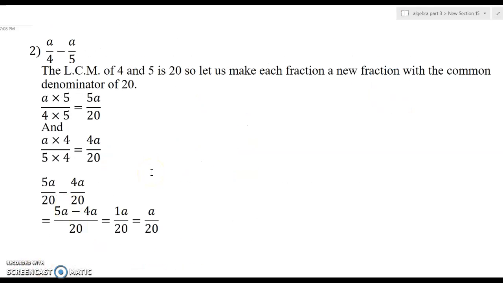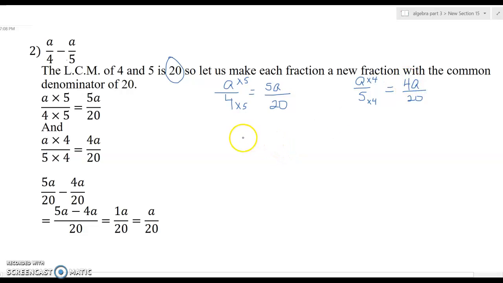Now let's look at this next example. A over 4 take away a over 5. So that's my two fractions. Again, we know the LCM of 4 and 5 is 20. So you make each fraction a new fraction over that new common denominator, that LCM of 20, which I did at the side already on the left hand side. So let's go. 4 by 5 is 20, so to do the same thing at the top, a by 5 is 5a. Next side, 5 by 4 gives me the 20, so do the same thing at the top, a by 4 is 4a.